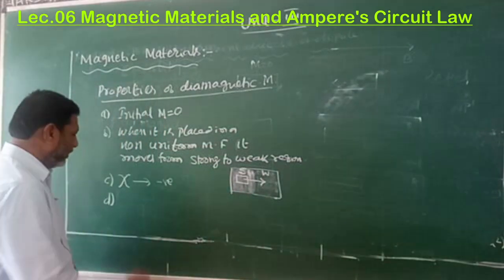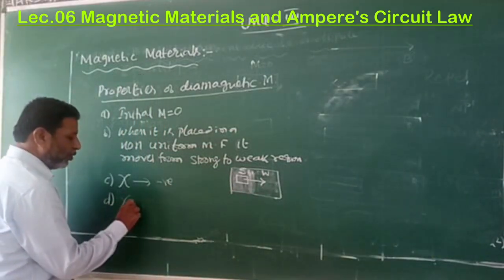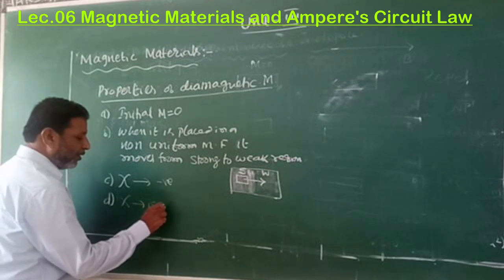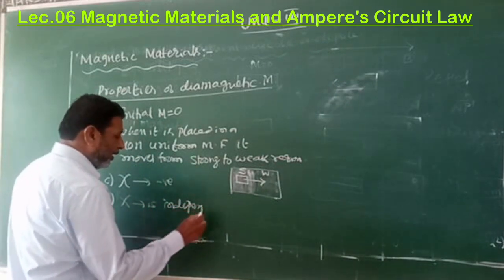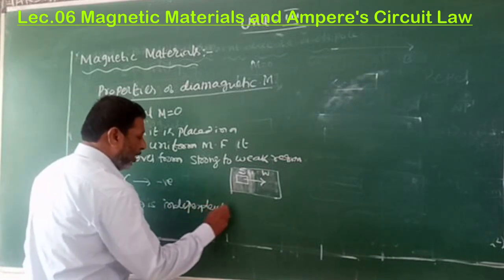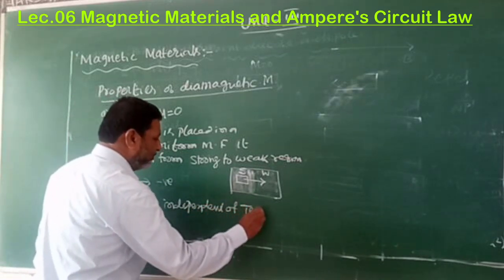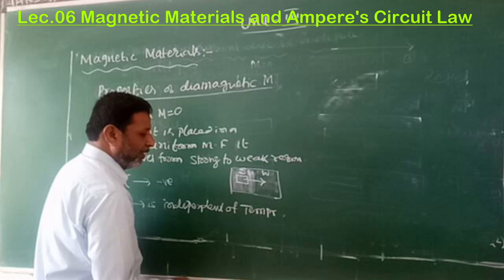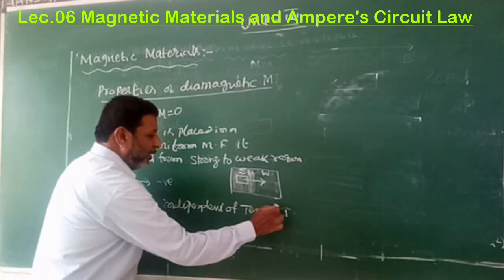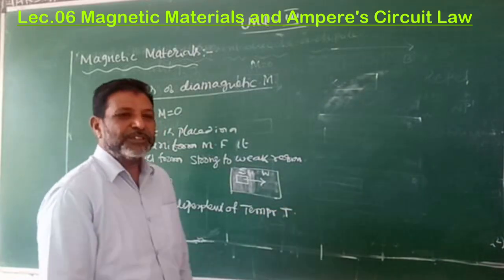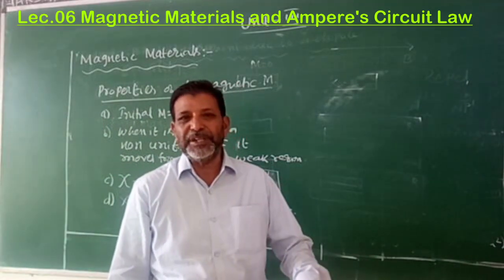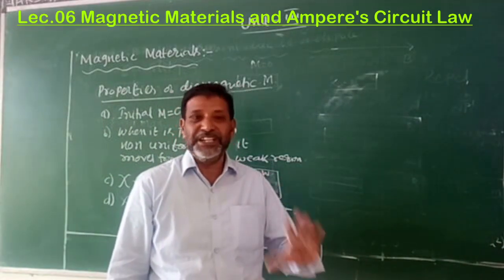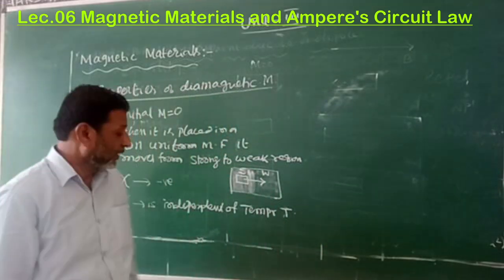This chi is independent of temperature T. That means susceptibility does not depend upon the temperature. Whether you increase the temperature or decrease the temperature, susceptibility will never change. This is the meaning.